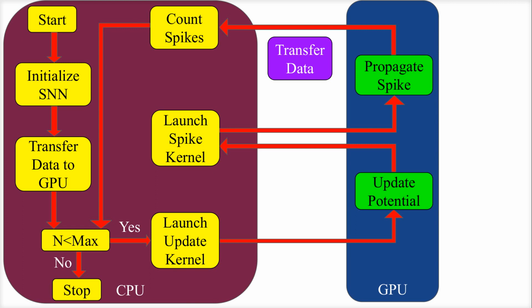For S, we launched S number of threads, which is the number of synapses, and for N, the number of neurons. The idea is basically updating a potential and then propagating a spike. So how can we launch these two particular kernels?